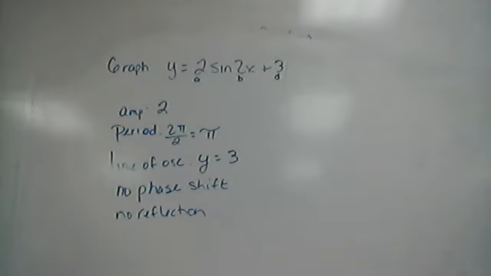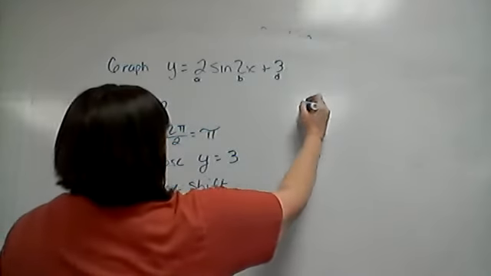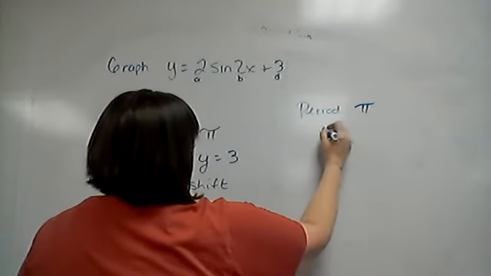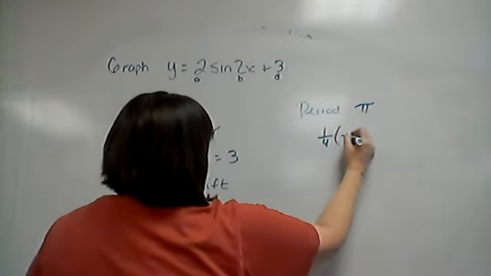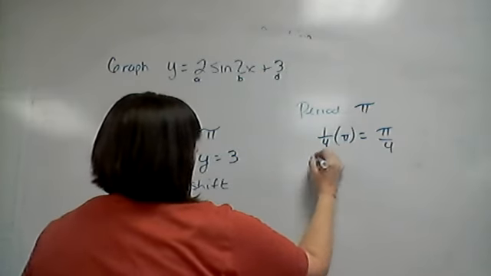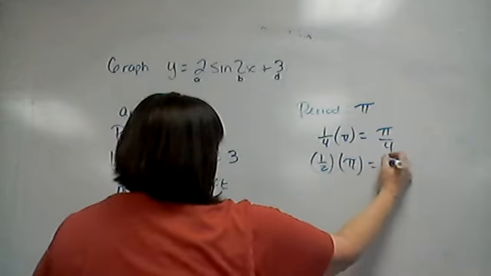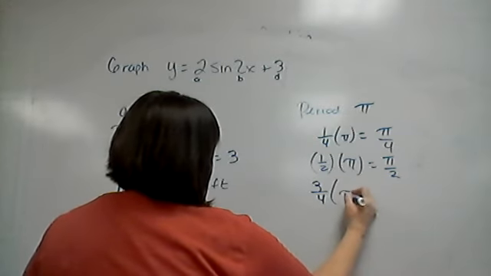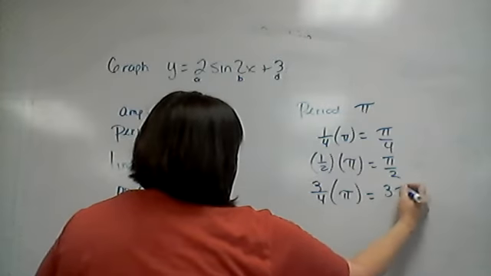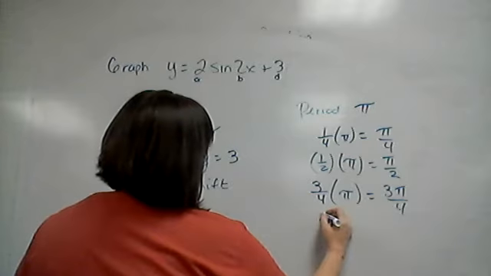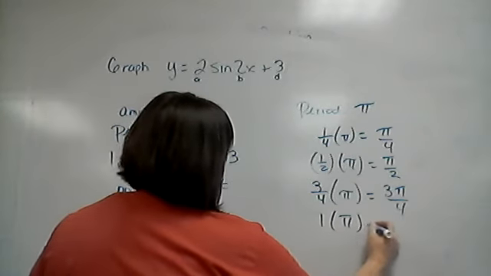So I'm going to start my graph by breaking my period into 4 parts. For my period of pi, I'm going to do 1/4 times pi, which is pi over 4. I'm going to do 1/2 times pi, which is pi over 2. And 3/4 times pi, which is 3 pi over 4. And then 1 times pi, which is pi.